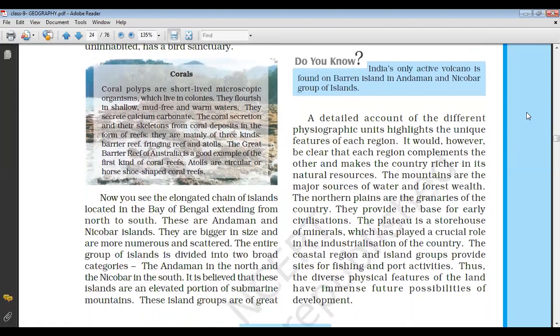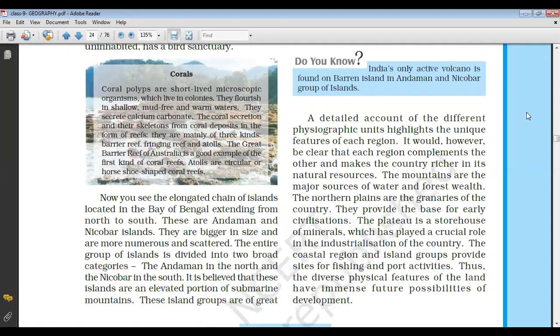After knowing so many things about India's physiographic units, which highlights the unique features of each region, it would, however, be clear that each region complements the other and makes the country richer in its natural resources. The mountains are the major sources of water and forest wealth. The northern plains are the granaries of the country. They provide the base for early civilizations.